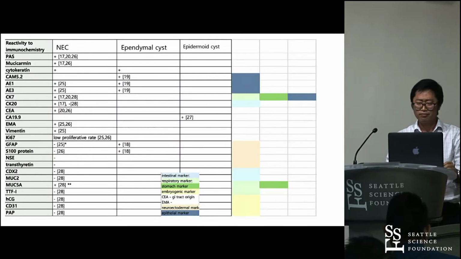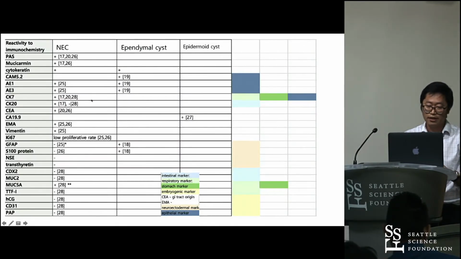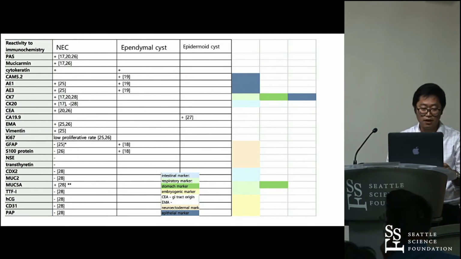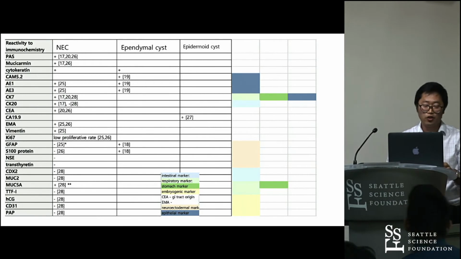Those are some of the immunochemical stains that they have done on the neurenteric cyst to characterize its histopathology. We can appreciate that, especially over here, cytokeratin 7 and cytokeratin 20 were prevalently staining positive, which are indirect signals of the foregut origin of those endodermal tissues.